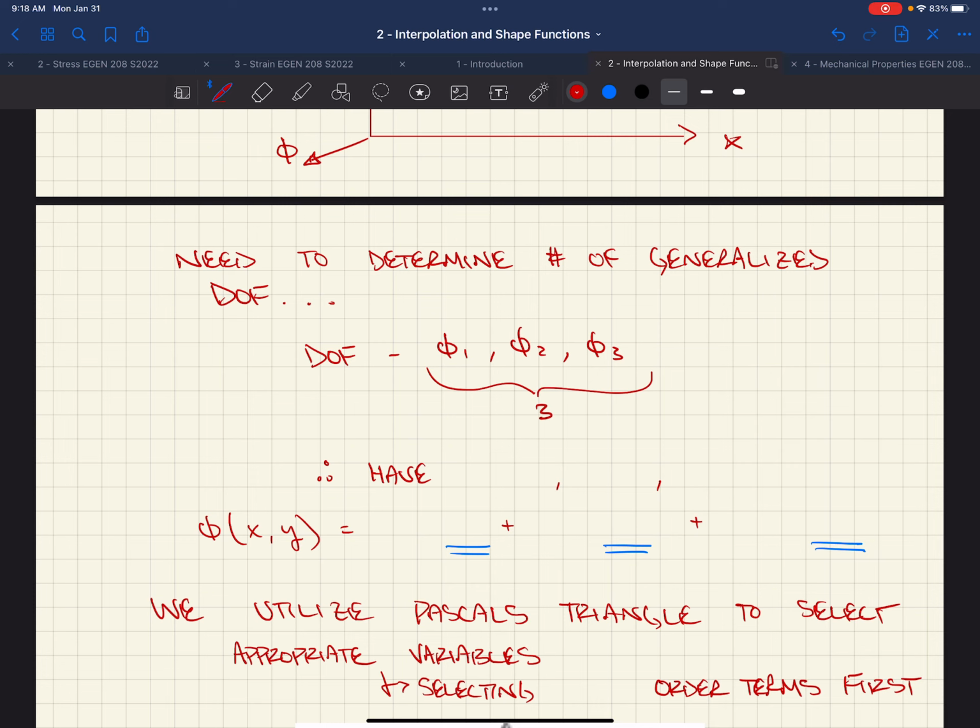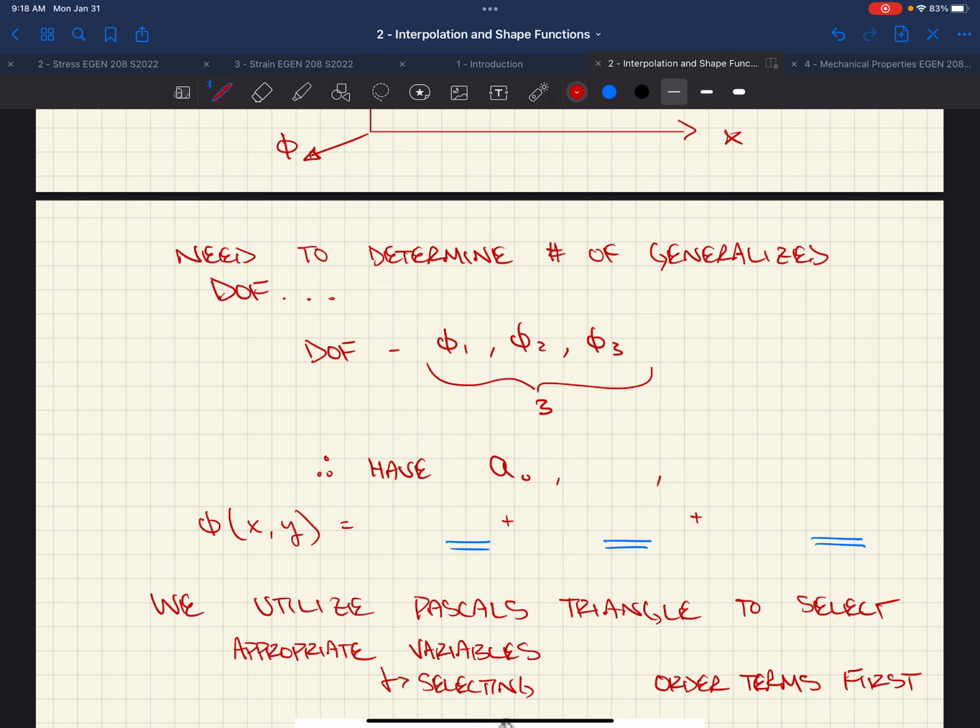So we have, if we looked at our generalized degrees of freedom, A naught, A1, and A2.